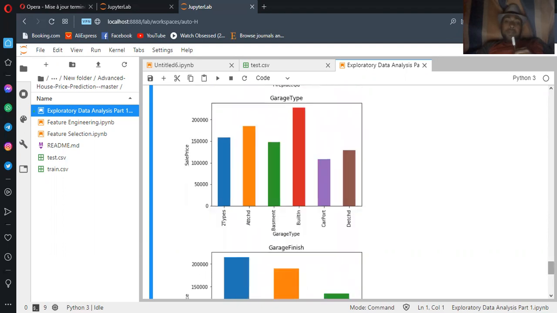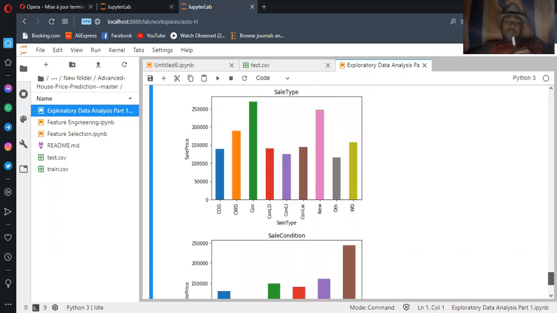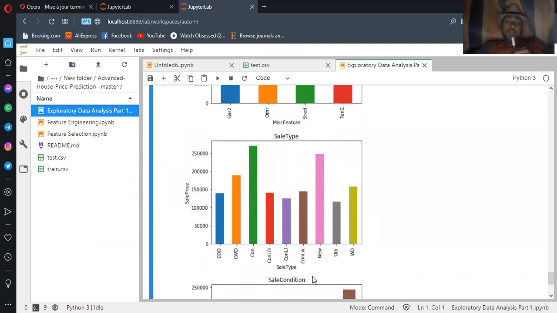Well, that's all we have for now. Okay. For sale type also we have column, collie, called, con, CMD, con.